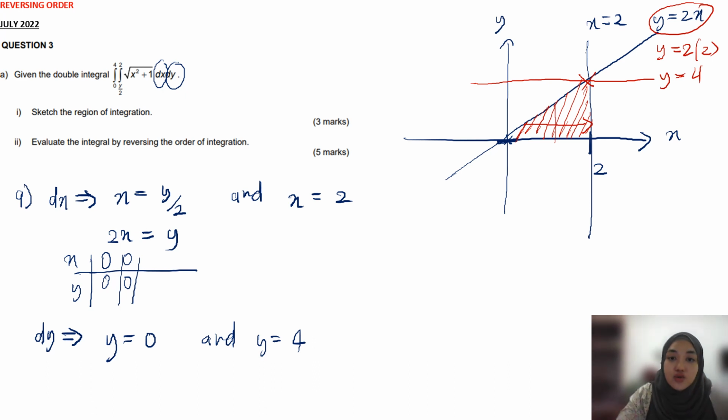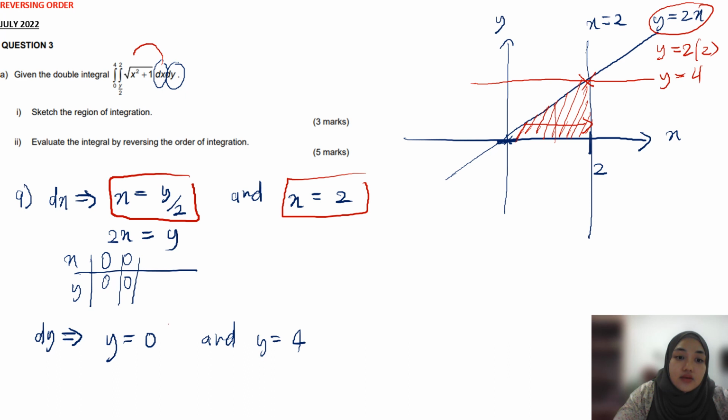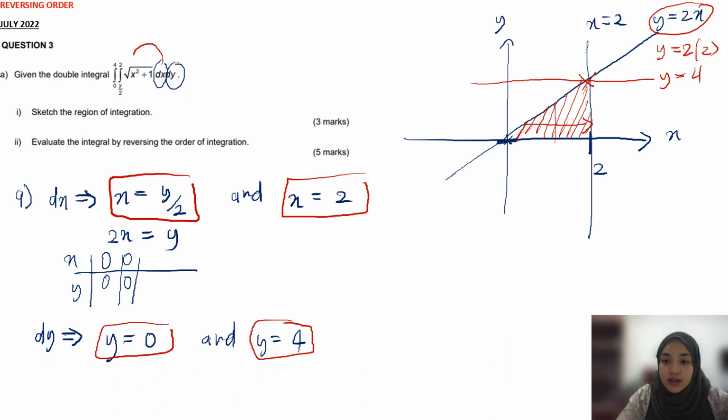You have to find the limits one by one. So dx goes from y over 2 until 2, and then also the other one. That's why this is the easiest way to find it. I hope you understand.